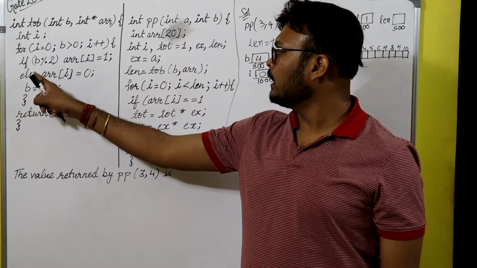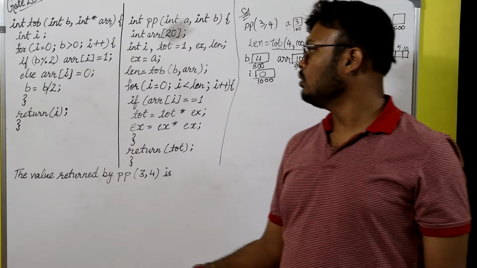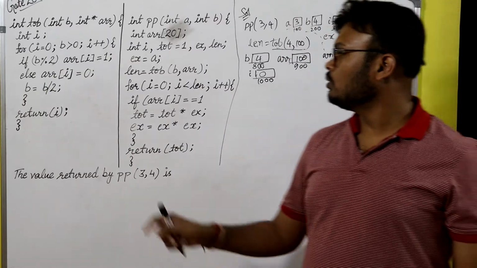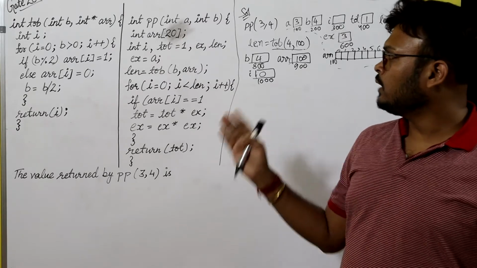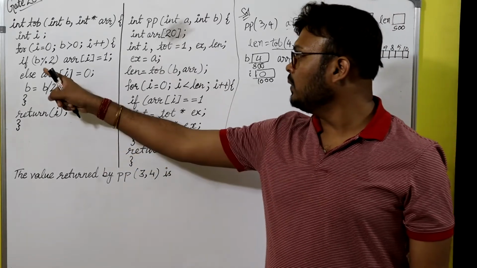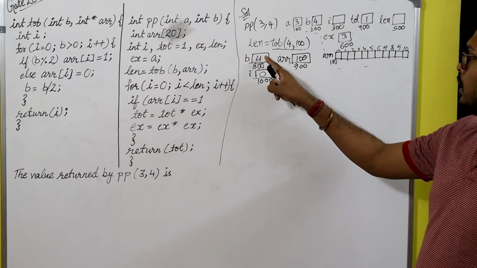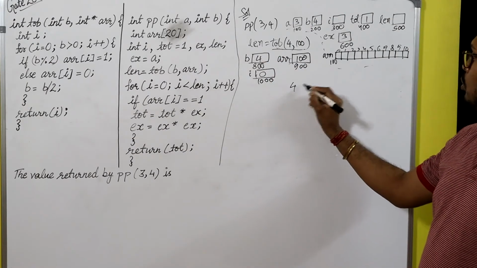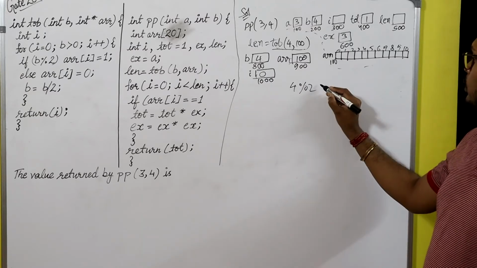Here another conditional statement is there, if B modulus 2. So you know what the modulus operator is? It will calculate the remainder of B mod 2. So what is B mod 2? What is the value of B here? 4. So 4 mod 2, what is 4 mod 2? 4 mod 2 is 0.